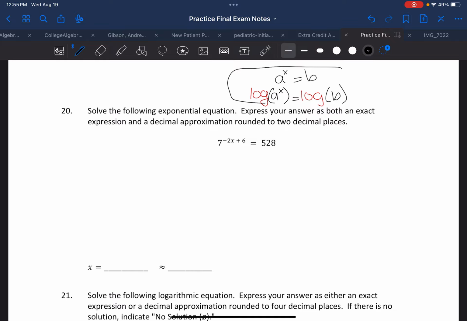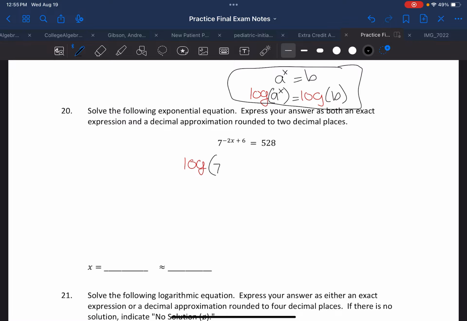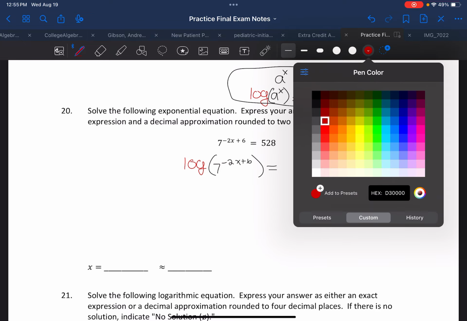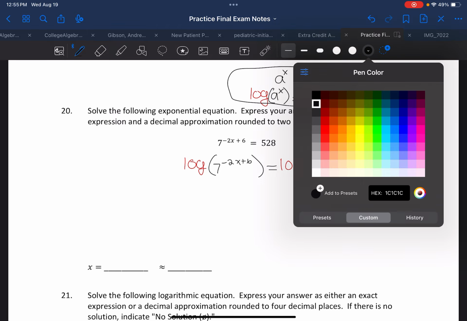And so you can write this on there if you want. Now, after we take the log of both sides of an equation, we're going to use any properties that we just learned in the previous problem to finish solving it. So the first step is to take the log of both sides. So this would be the log of 7 to the negative 2x plus 6 power equals log of 528.